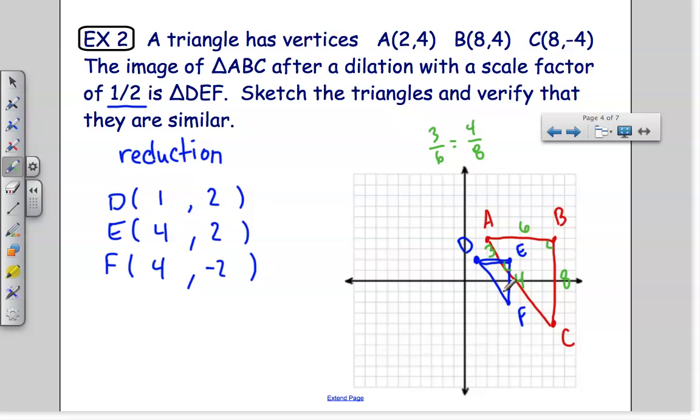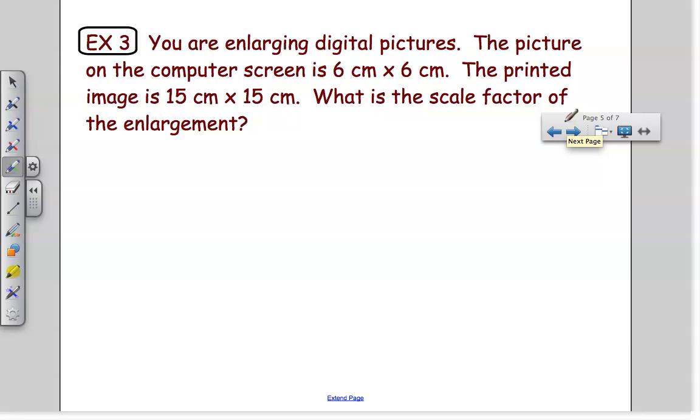I'm looking at the sides around that right angle. So these triangles are similar by side, angle, side similarity. An angle's congruent, the right angle, and the sides around it are proportional. So going back to our similarity from earlier this chapter, looking at our dilation.